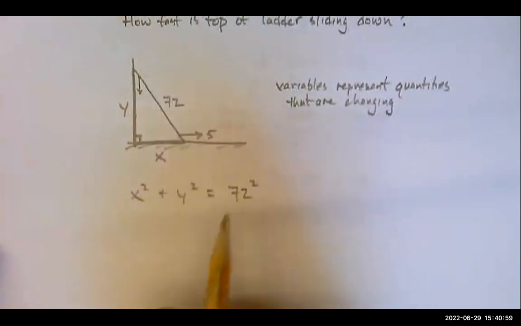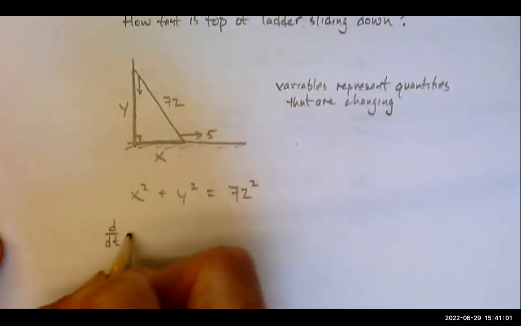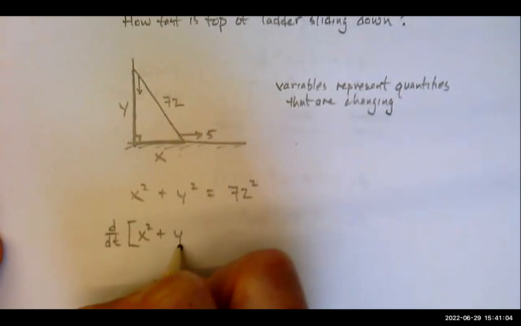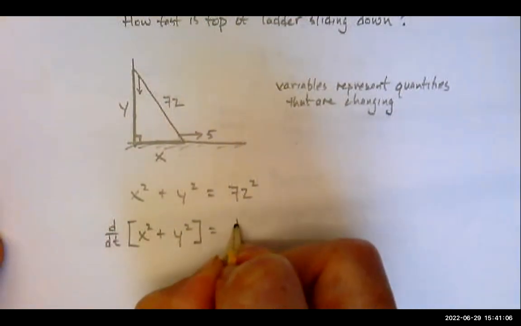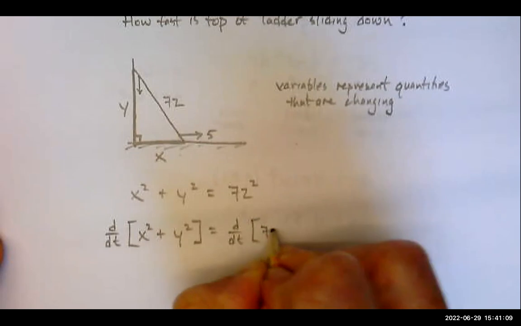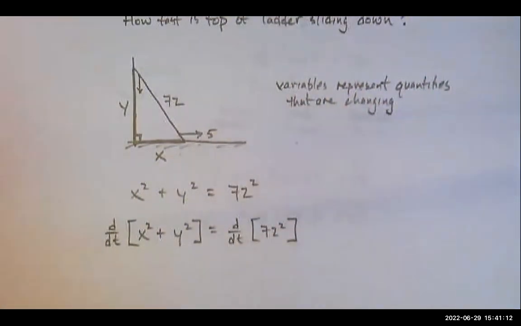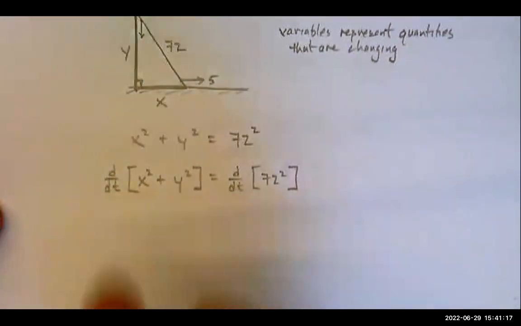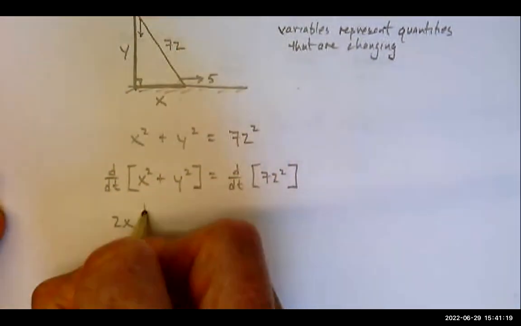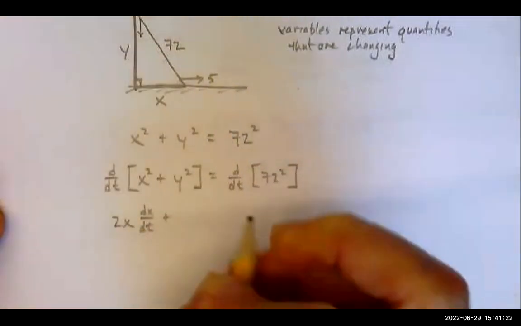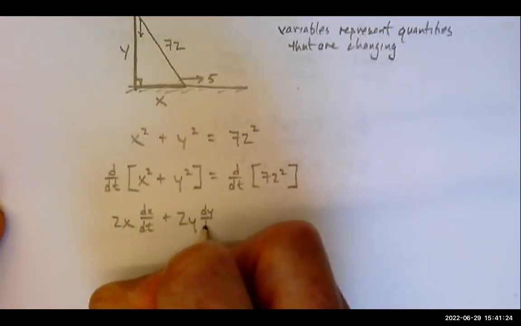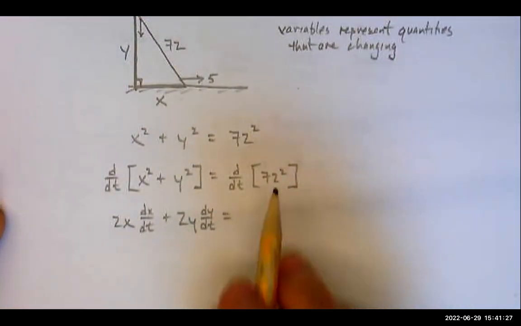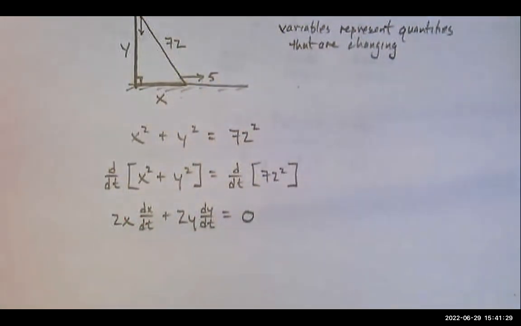Why? Because now that we have an equation, we're going to take the derivative of both sides with respect to t. So when we do that, the derivative with respect to t gives 2x dx over dt plus 2y dy over dt equals, this is a number, so its derivative is 0. Okay, we're doing really, really good.